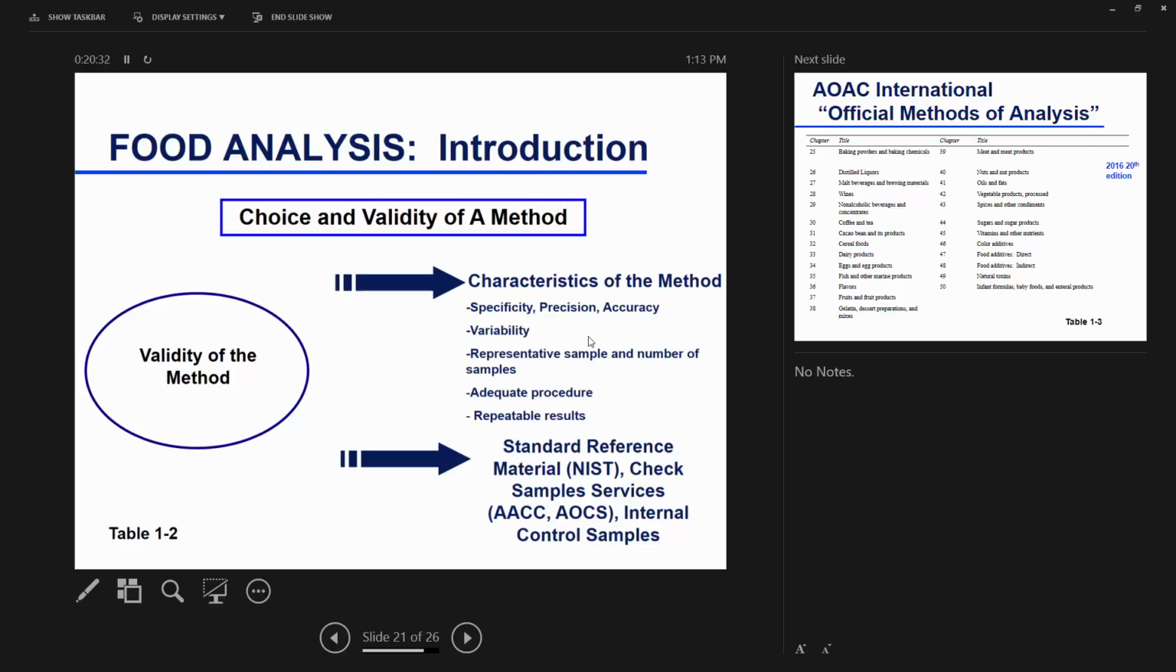And the American Oil Chemist Society as well, or Association of Oil Chemist Society. It's not American, I think it's the association. Anyway, so they have sample services. So they send you a sample, they ask you to analyze it, and then you send them the data, and then they compare it to their data and send you a report of how valid your method is.